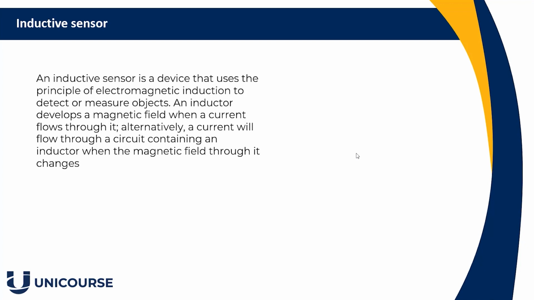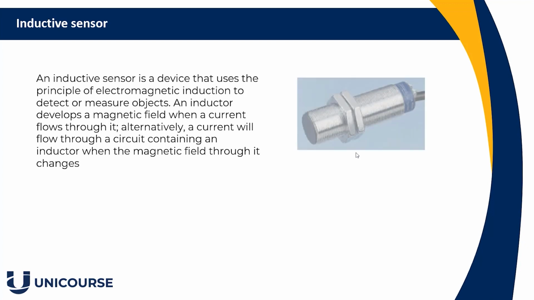Now we have inductive sensors. Quite often they are used where we've got electromagnetic effects, when we're measuring devices that are affected by the magnetic field. What usually happens here is that the inductor will sense it and then send a signal back to the management systems.